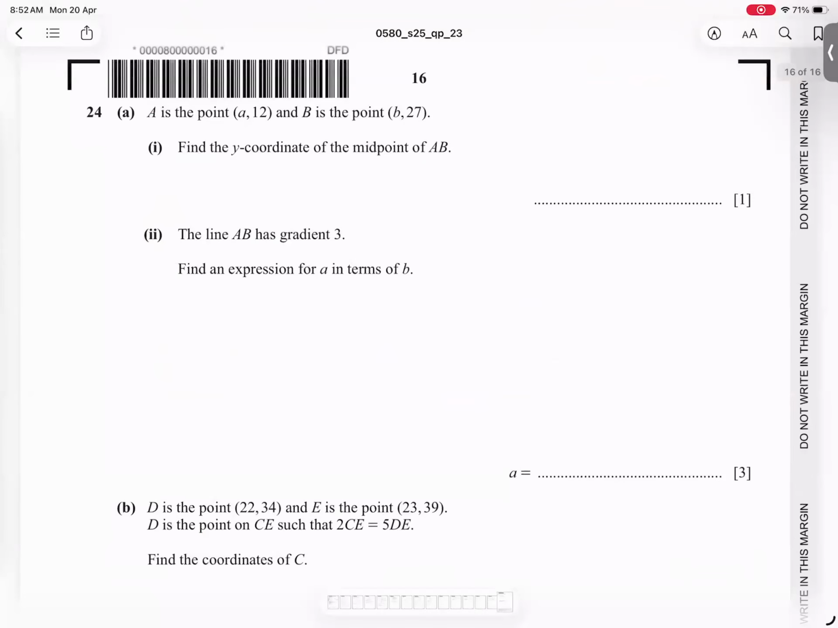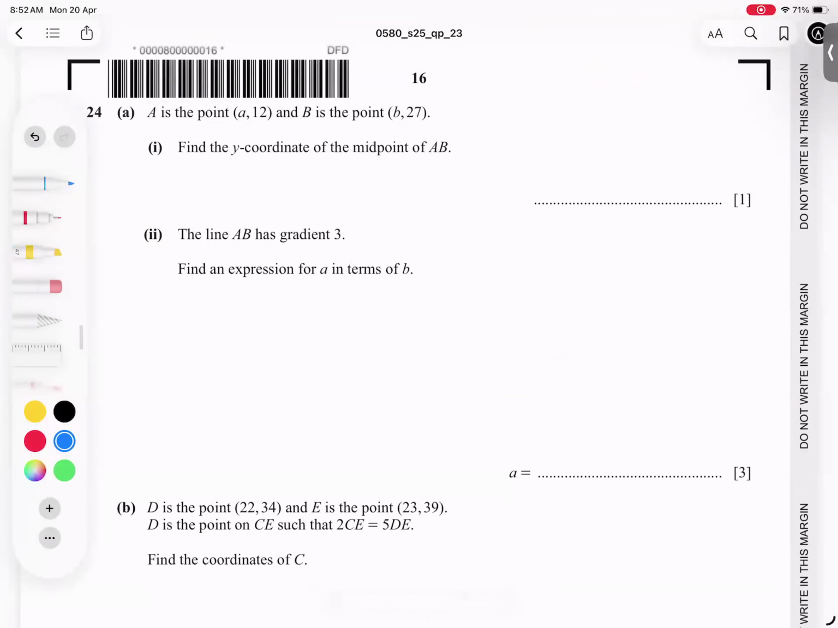Next page is what we have, students. A point A is given, you can see, and B given, and the y coordinate of the midpoint of AB. Midpoint, y coordinate of midpoint. So once again, A and B, y coordinate of midpoint of AB.